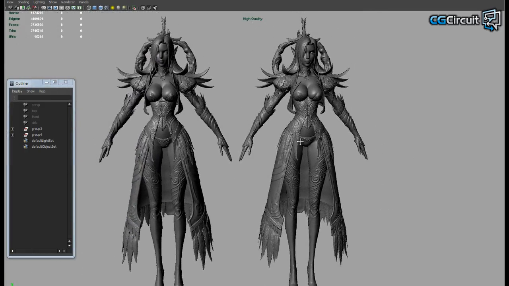If you look at your model with just the normal map on, and if it doesn't look as clean as the high resolution model, then you're probably doing something wrong. We'll go over what the potential causes for these problems are.